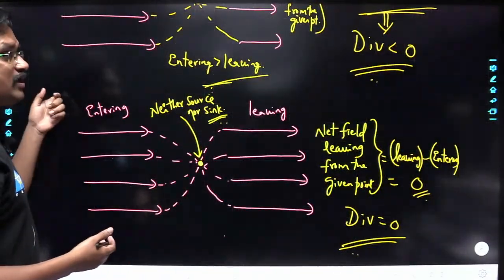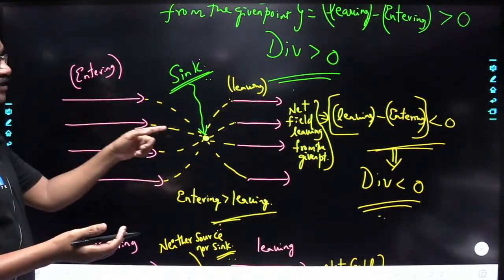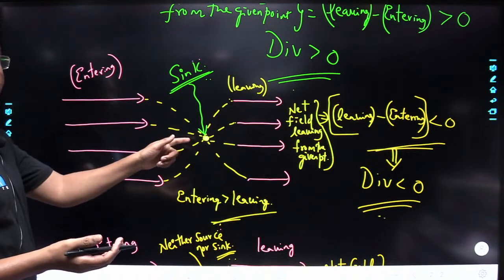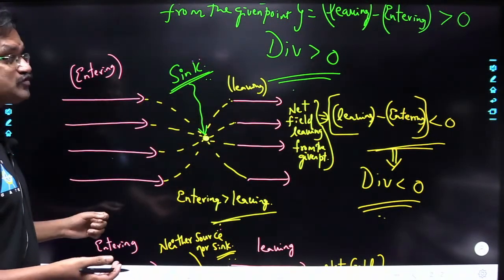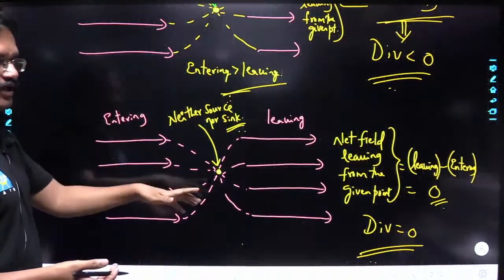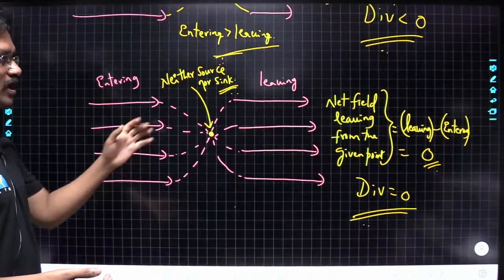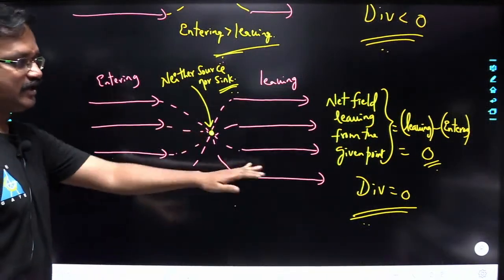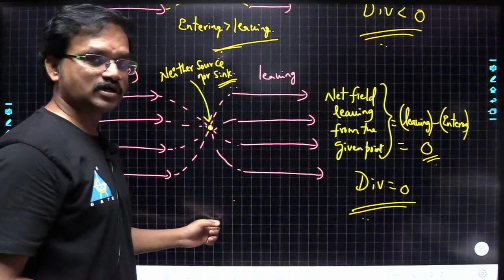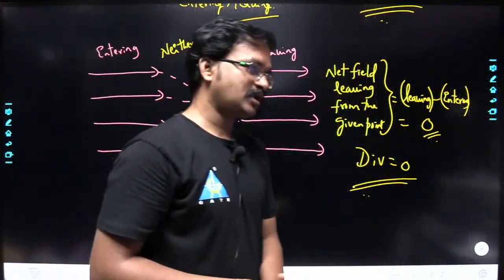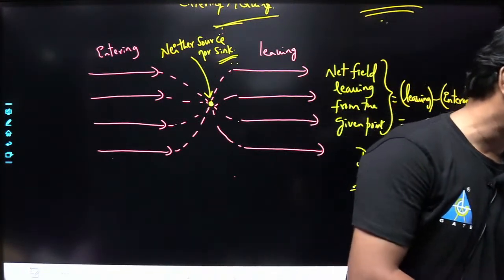So what is the meaning of divergence greater than 0? That means if a source is existing at a point, then you are going to get divergence greater than 0. If a sink is existing at that point, then you are going to get divergence less than 0. If neither source nor sink is existing at that point, then you are going to get divergence equal to 0. Yes or no here? I hope it is crystal clear. Is it crystal clear here? Yes or no?